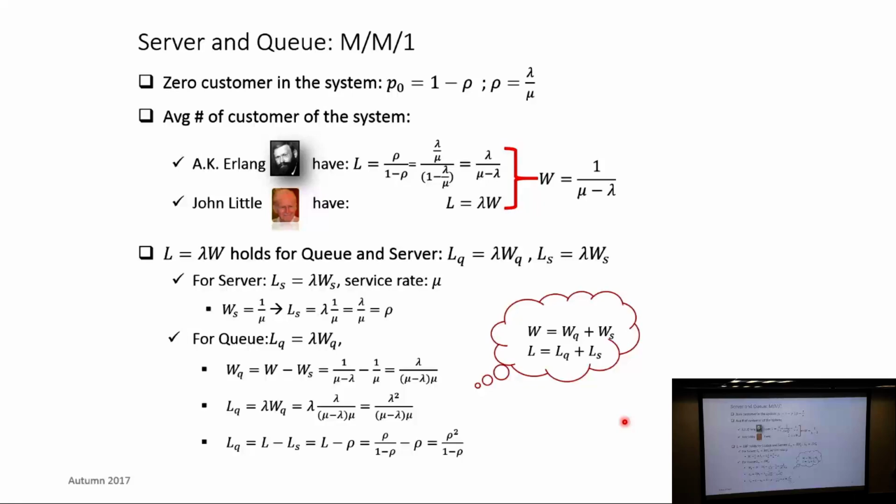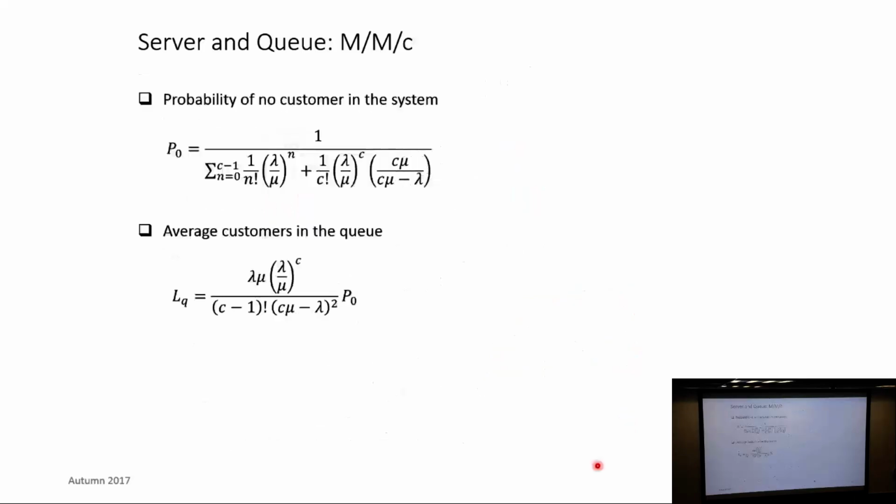But this is all for the single server. When we come to multiple servers, all the formulas become much more complicated. But you don't have to remember all of this. This is pretty messy, and you'll be given the formulas, but you should understand the meaning of every lambda and mu, the arrival rate and service rate. And what is C? That's actually the number of servers.